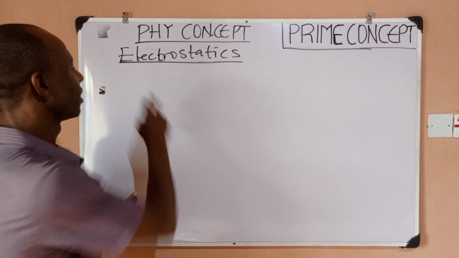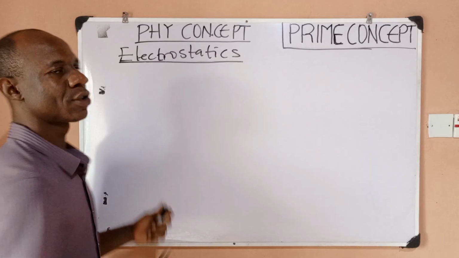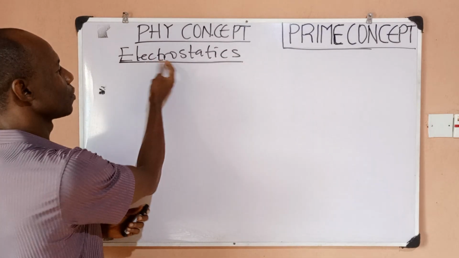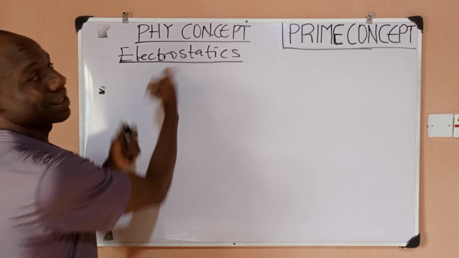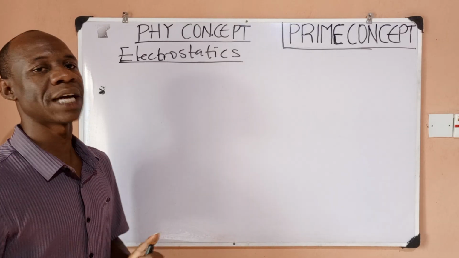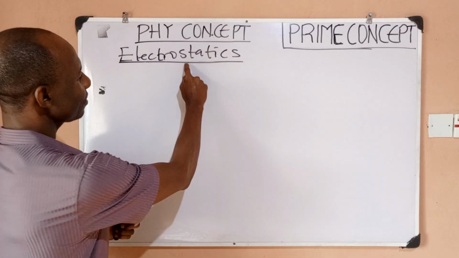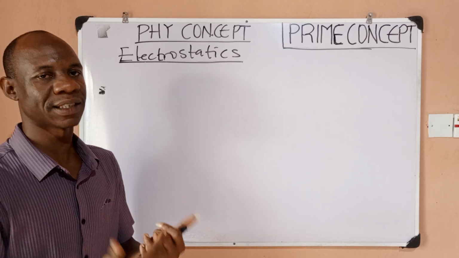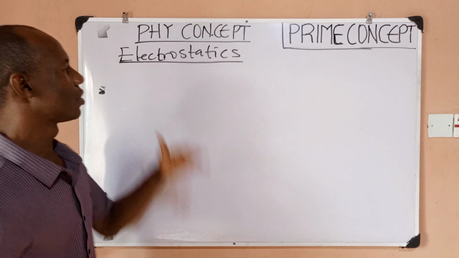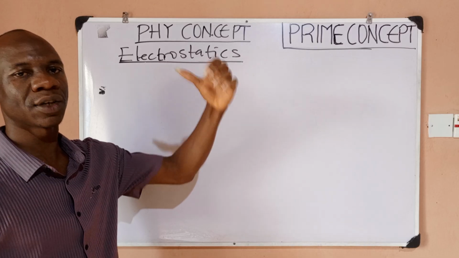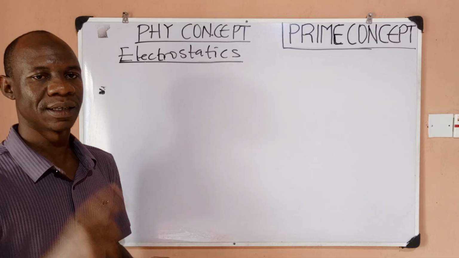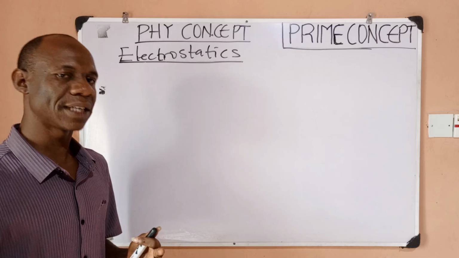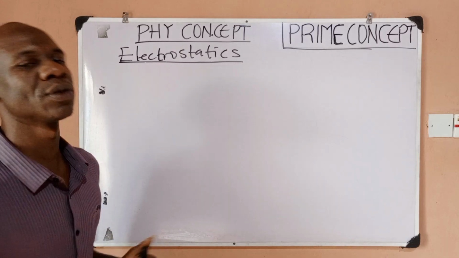But before that, you would understand that electrostatics in itself is a compound word that is derived from two words: electro, which means electron, and electron, like we know, is a charge, and statics. Static simply means something that is at rest, something that is stationary. So electrostatics is the study of charges that are at rest, charges that are stationary, or charges that are moving very, very slowly. So that is electrostatics.